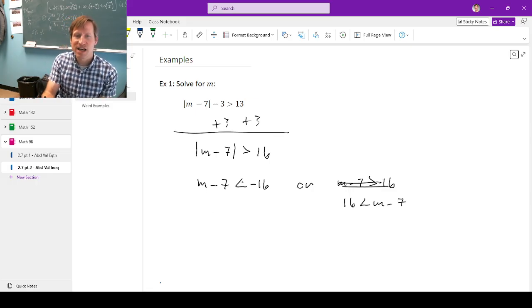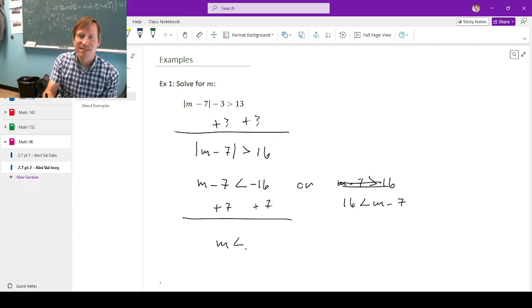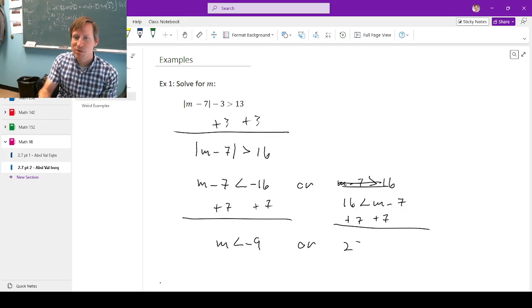So for the first one, m minus 7 less than negative 16, let's add 7 to both sides. We get m is less than negative 9. Or, and now we need to finish solving the second inequality, add 7 to both sides. We get 23 is less than m. All right, so here's our solution. Either m is less than minus 9 or greater than 23.